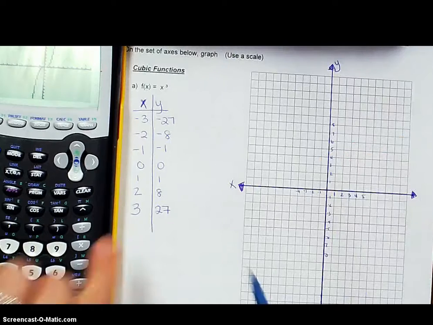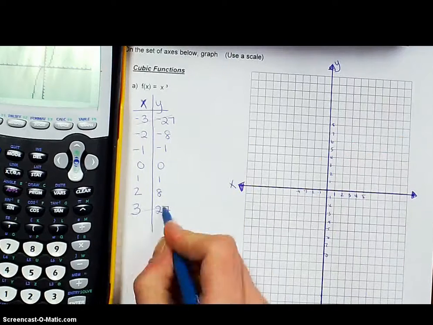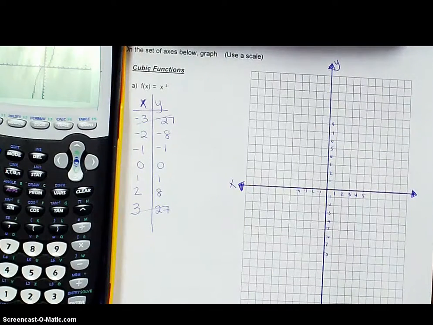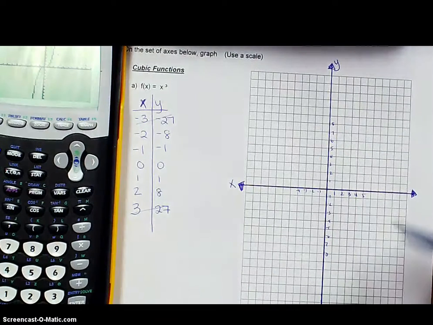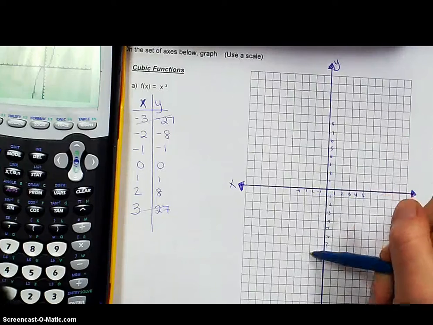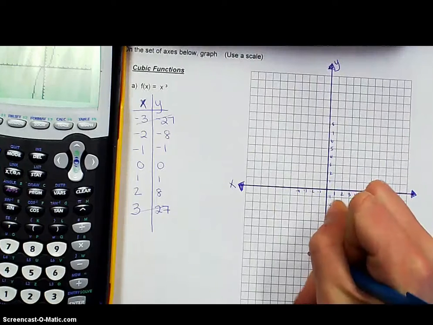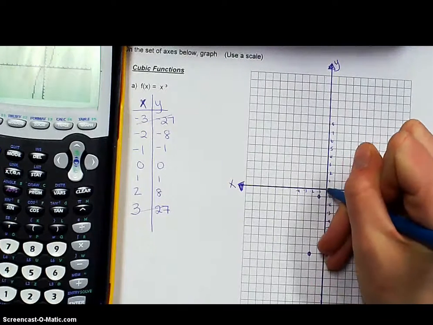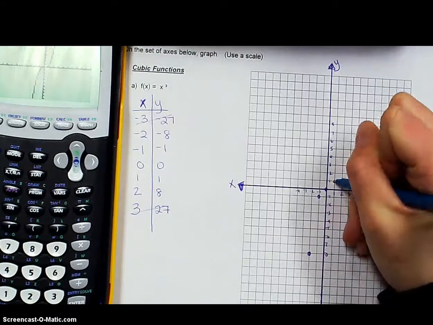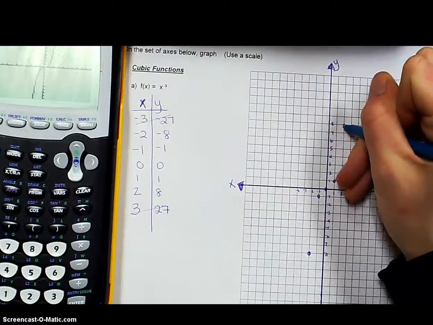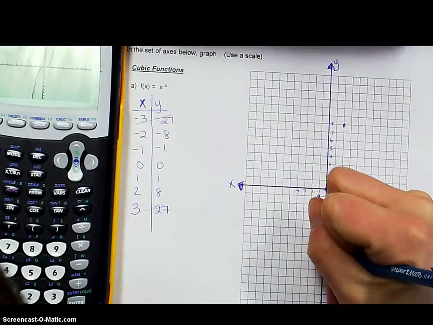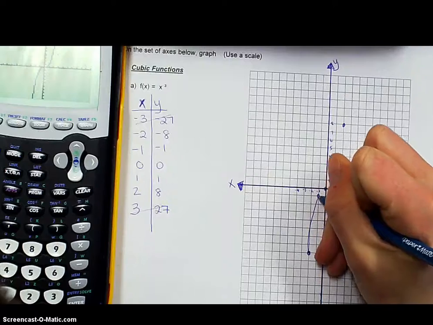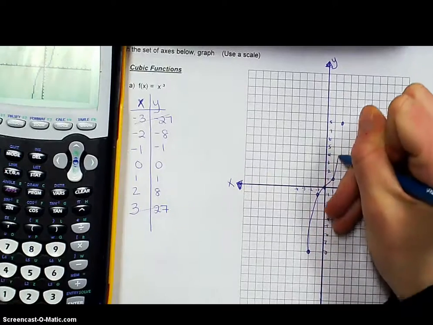All right, let's plot. I'm not going to be able to plot my first and last one, but I can plot all of my other numbers on here. So let's start at -2, -8. Put my first point there. And then -1, -1, 0, 0, 1, 1, and 2, and all the way up to 8. As I graph this, I'm going to connect the points that they gave us.